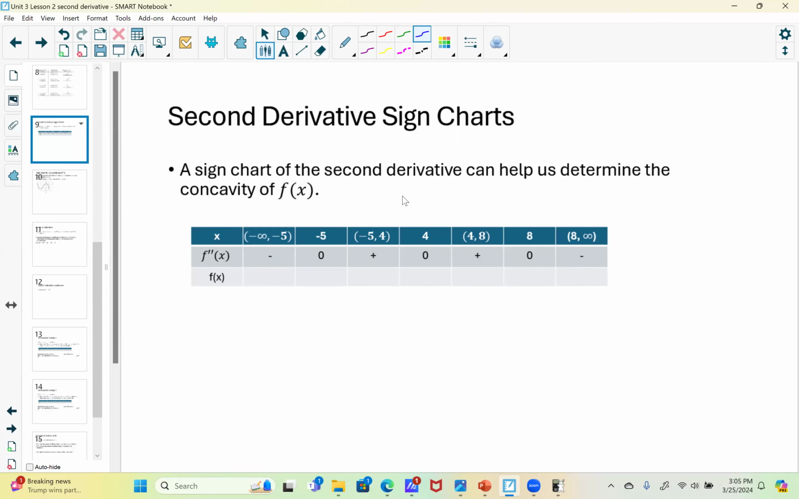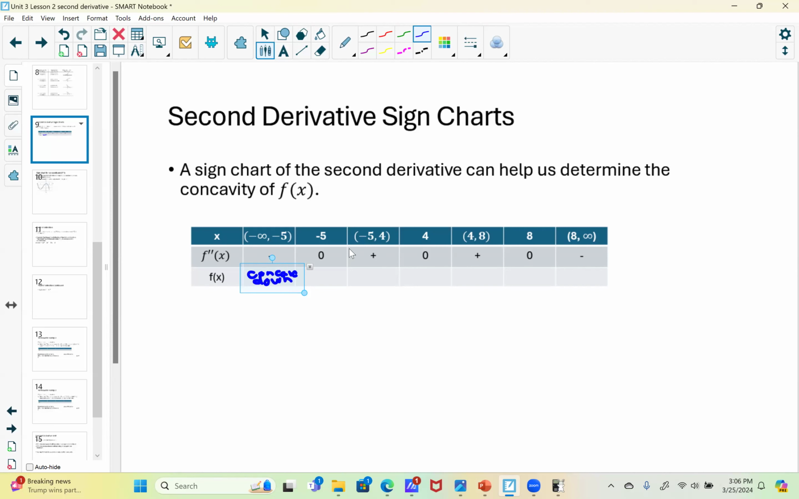So a sign chart of the second derivative, how we would do this is we would have our intervals for x, and then they would say where f double prime is negative and positive, and where are the possible points of inflection, which is where the second derivative is equal to 0. So from negative infinity to negative 5, the second derivative is negative, and so f of x would then be concave down anytime it's negative.